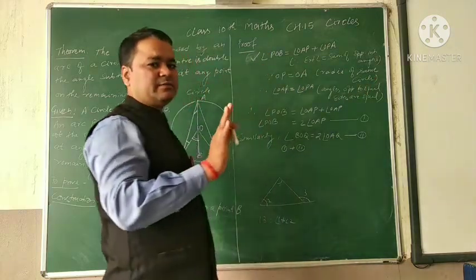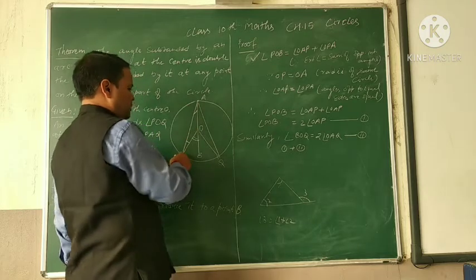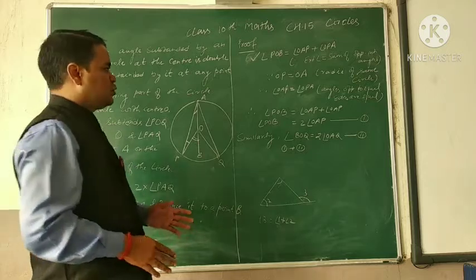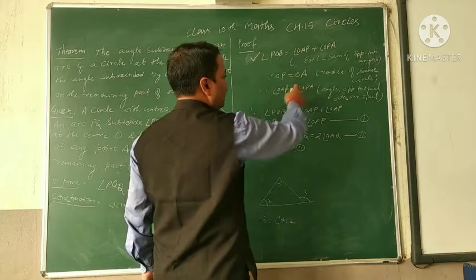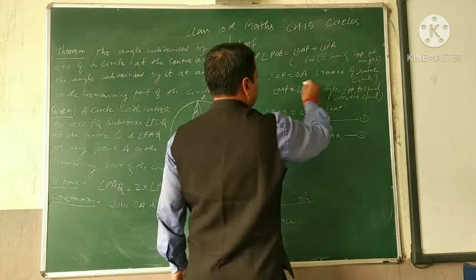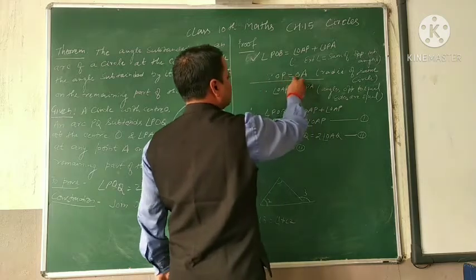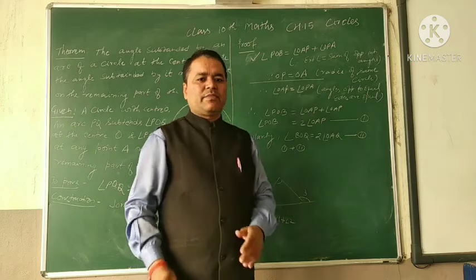Is this concept clear? Now, here OA and OB both are radii, and radii are the same. So therefore, OA will be equal to OB. OP is equal to OA. And what is the reason? The reason is that radii of the same circle are equal. It means OP is equal to OA. Why? Because they are the radii of the same circle.